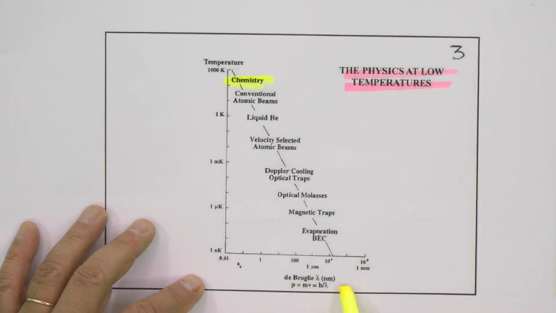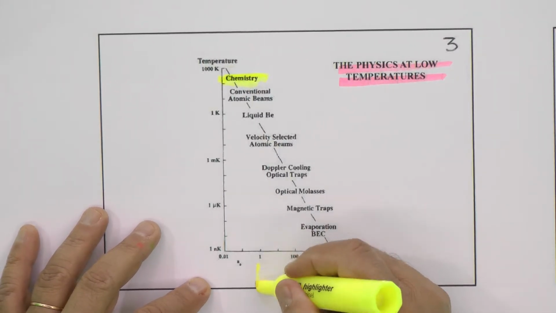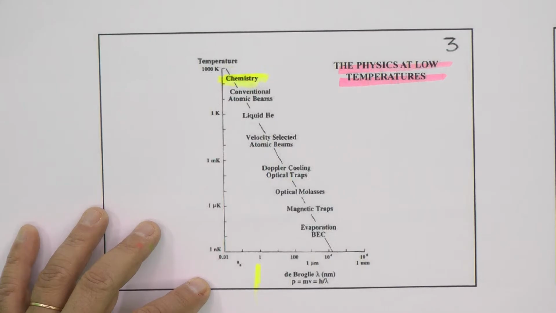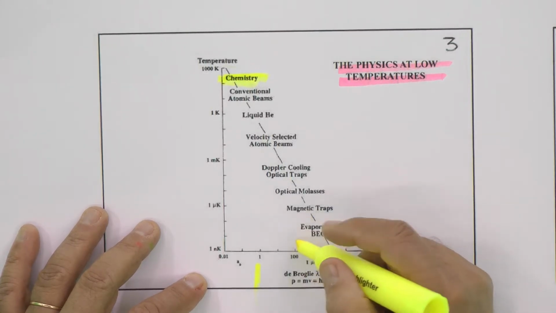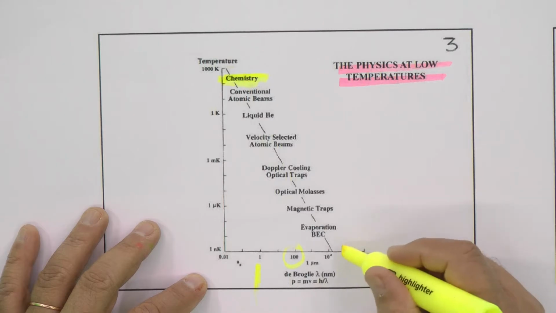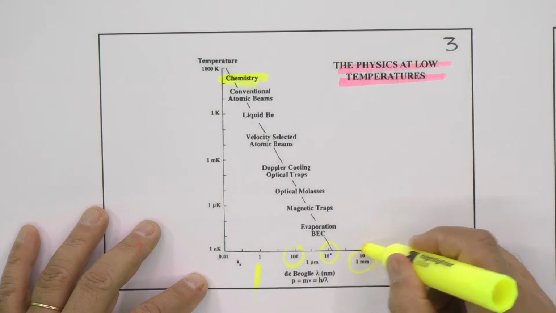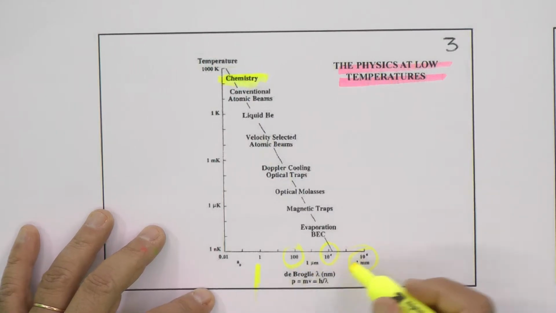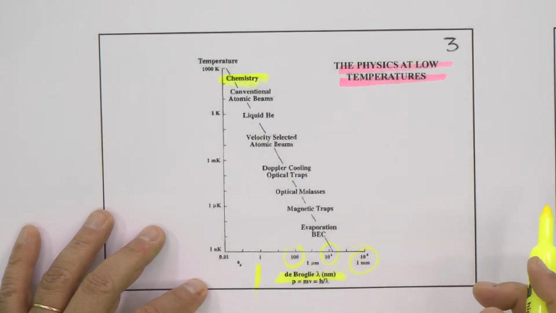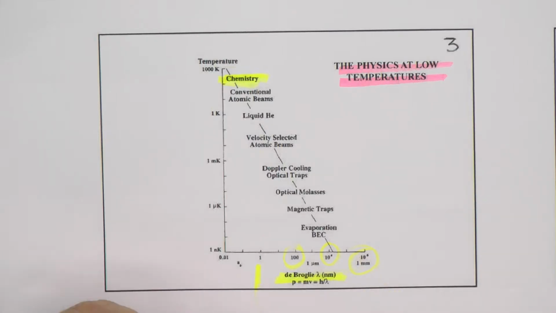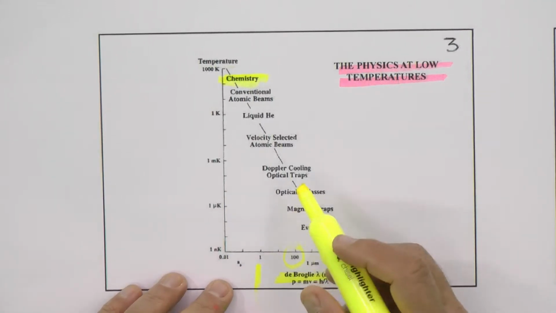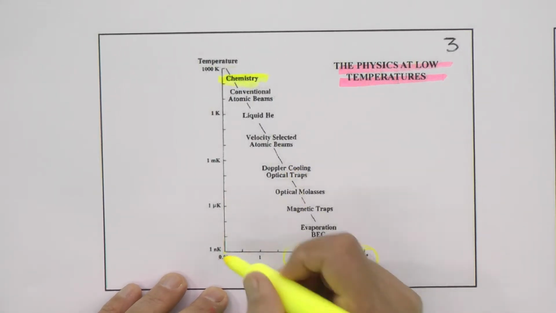And this is the de Broglie wavelength. I know it is very small scale, but I will tell you. This is 1 Bohr radius, this is 100 Bohr radius, this is 1,000 Bohr radius, and this is 1,000,000 Bohr radius. And the de Broglie wavelength here is shown in nanometers, and this is the range where we have the atom.